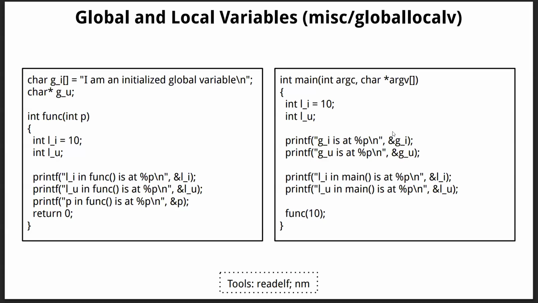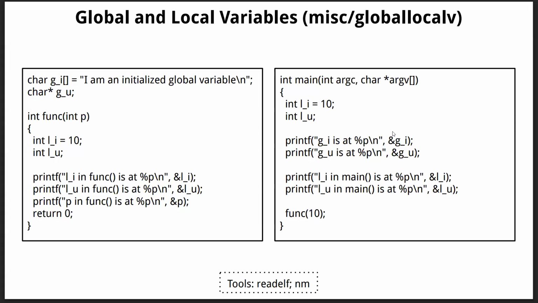Then we have another uninitialized global variable, g_u there. Its value is uninitialized. However, in C, we talked about this last week, the C standard requires all uninitialized global variables to be initialized to 0. So technically, that one will have a value of 0 when your program runs.